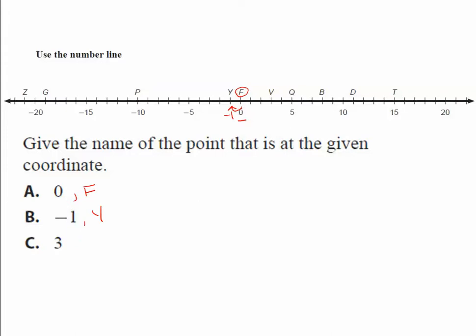And then the next one it asked me for is the number 3. So I'm going to start at 0, and I'm going to go 1, 2, 3. And 3's name is V.